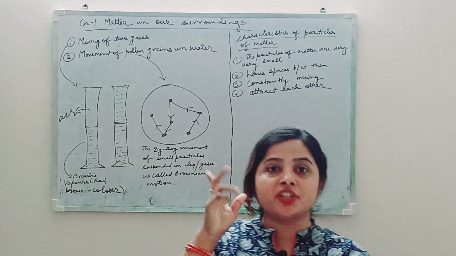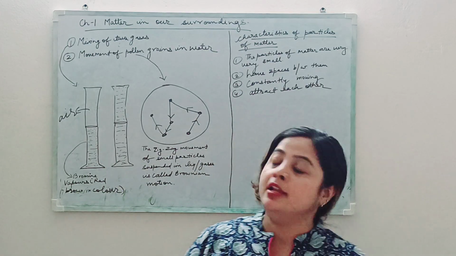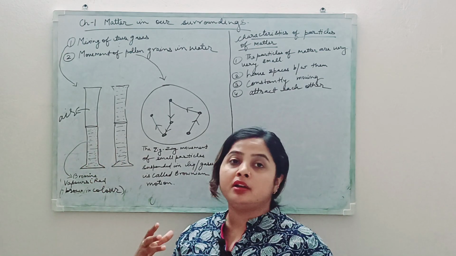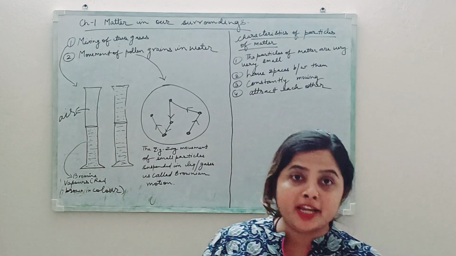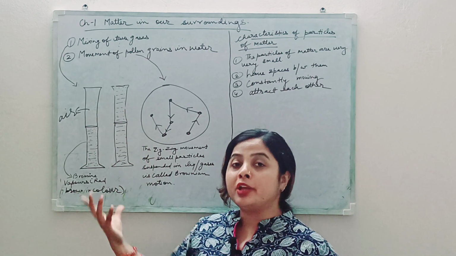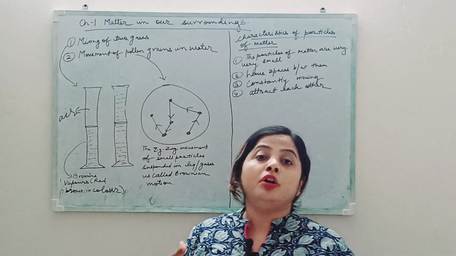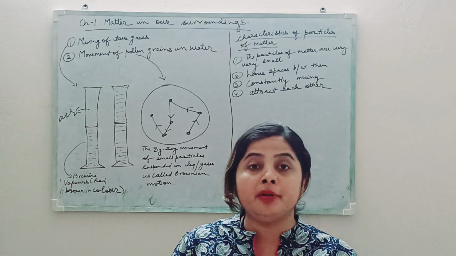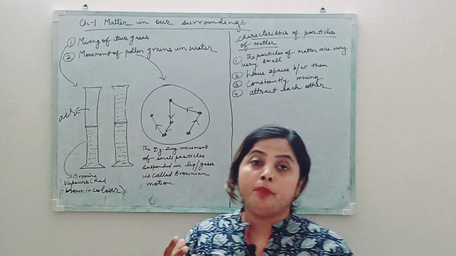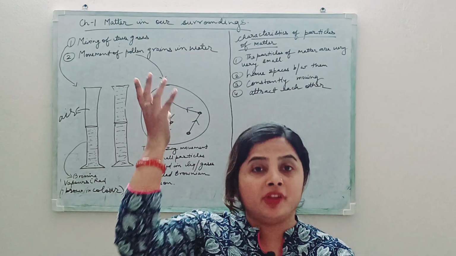Okay, but one question must be coming in your mind, that ma'am, you have told us that bromine vapors are heavier in nature as compared to air. So how can it move upwards? How can it go against the gravity? So bromine vapors, why are they moving upwards?